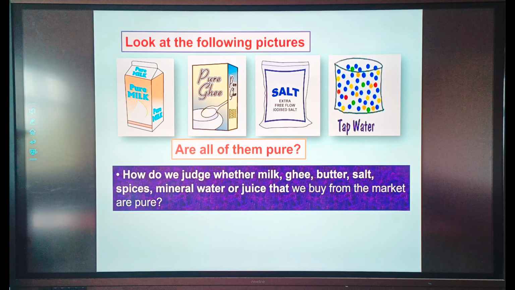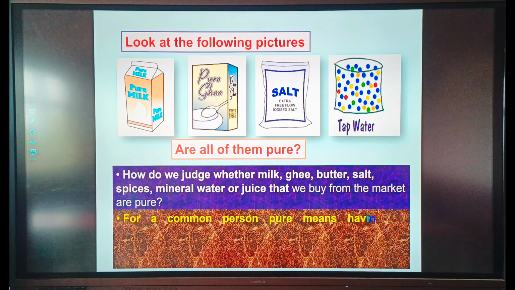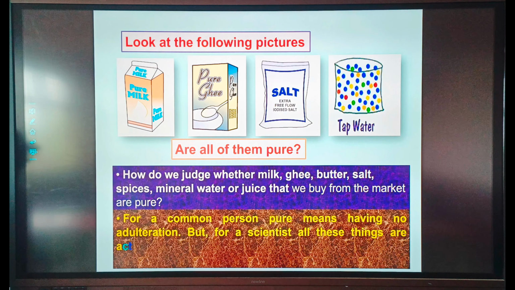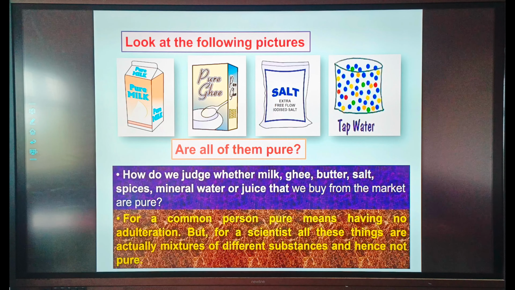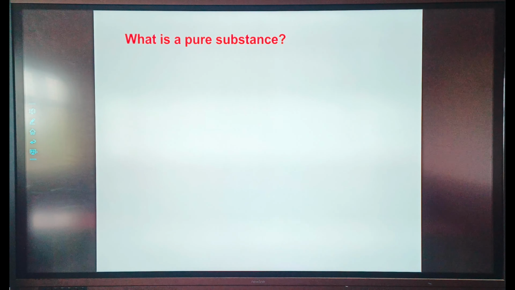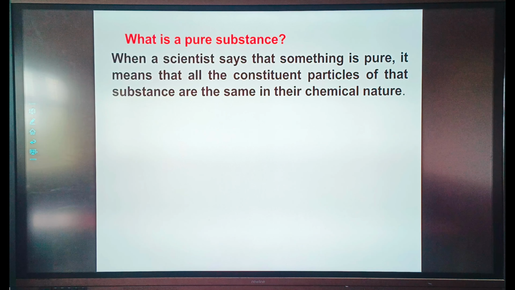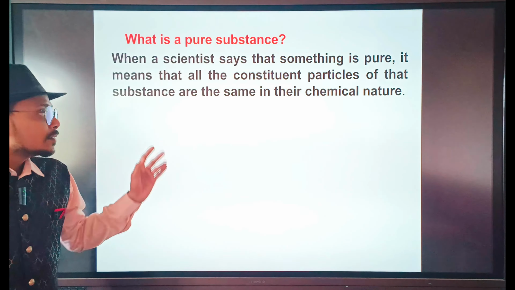How do we judge whether milk, ghee, butter, salt, spices, minerals, water or juice that we buy from the market are pure? For a common person, pure means having no adulterations, but for a scientist, all these things are actually mixtures of different substances and hence not pure. What is a pure substance? Let's see about the pure substance.